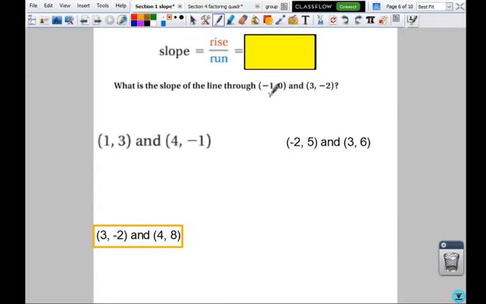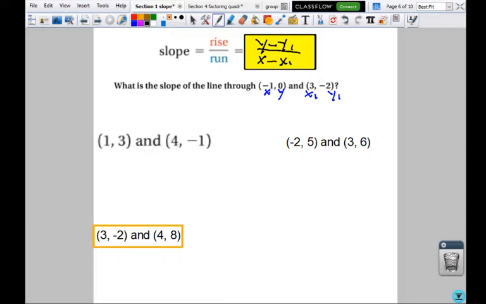So these are XY coordinates. The first one is always X, the second one is always Y. And because I'm given 2 points, I'm going to call the first one x, y, and I'm going to call the second one x1, y1. I'm just using the numbers to show that when I talk about x, I'm using -1. When I talk about x1, I'm using 3. So the formula for our slope is going to be y minus y1 over x minus x1.